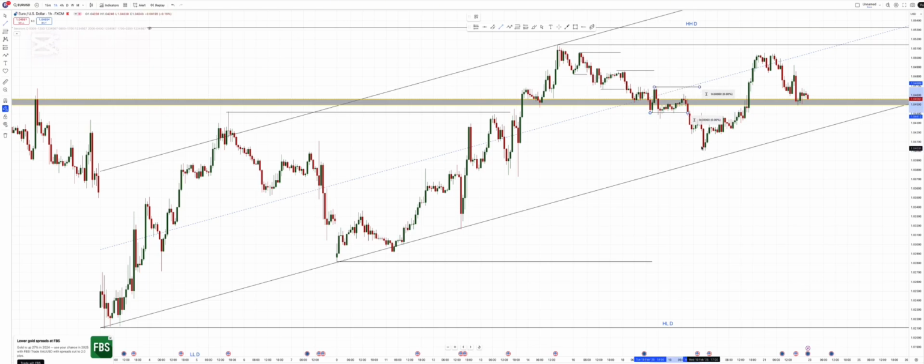Then price went down to create this point here as a lower low. Then this point here as a lower high. Then this point here as a lower low. The moment price breaks this point here, we expect that it has ceased from being a downtrend, and price is now on an uptrend.